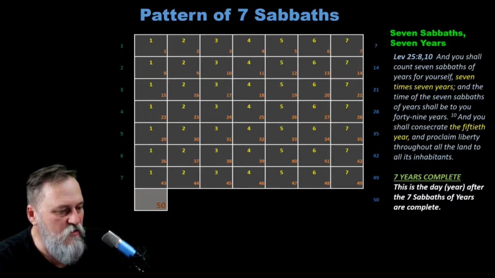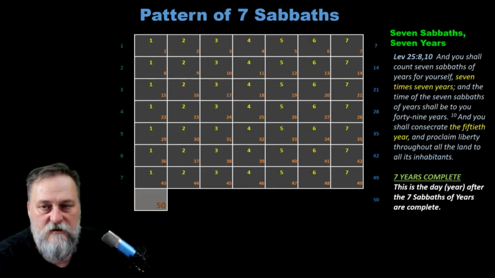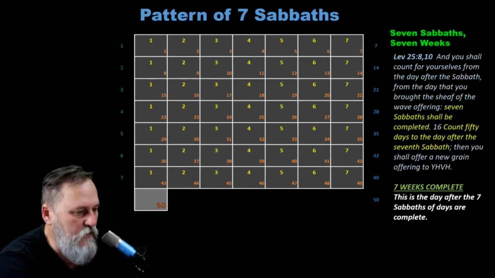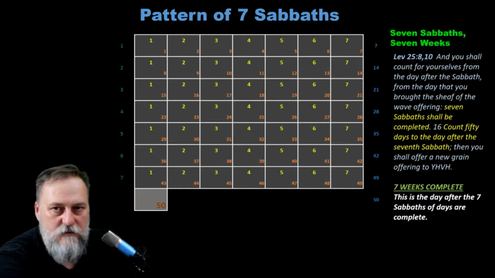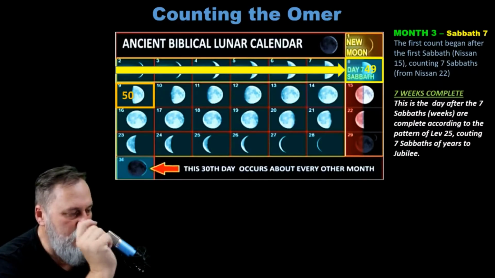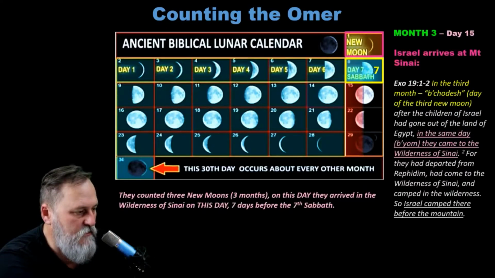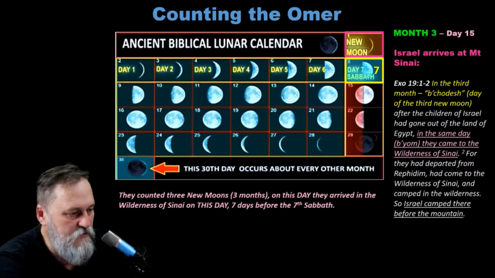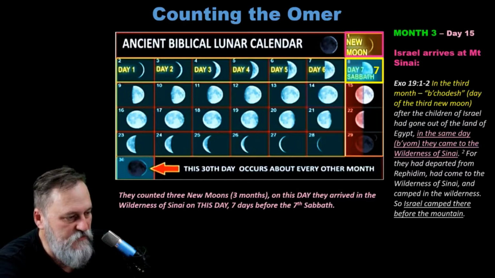"And you shall consecrate the 50th day and proclaim liberty throughout the land and to all its inhabitants." And this is a confirmation that day 50 is the day of the celebration. So looking at the 7-week cycles, confirm the same pattern, and that's why day 49 is on the 7th Sabbath and day 50 is the next day. Now, before we go to that, there's something else that was revealed here.